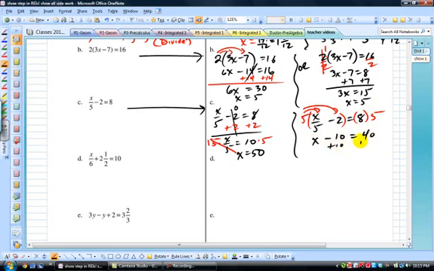Alright, then add the opposite. And you get x equals 50. Same thing. So you could do it a couple different ways. Alright, just remember you have to multiply all terms by 5 if you use the second technique.